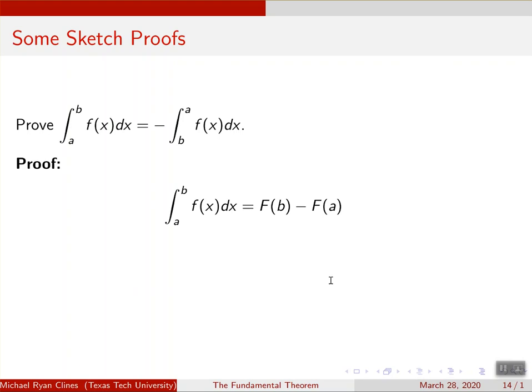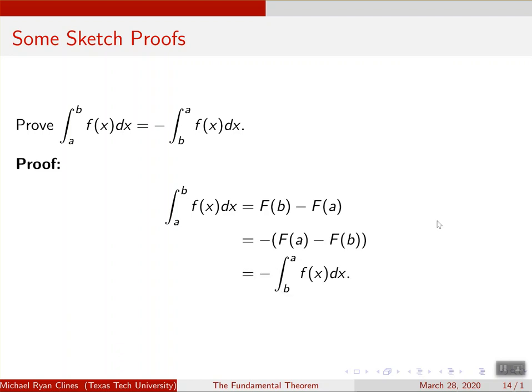Okay? But what if I want to swap those? If I want to pull a negative out in front? Well, that's just equal to negative times F of a minus F of b. Just pulled a negative out. Remember, this negative is understood to be a negative 1. So if you multiply the negative 1 back through, you end up back at F of b minus F of a.